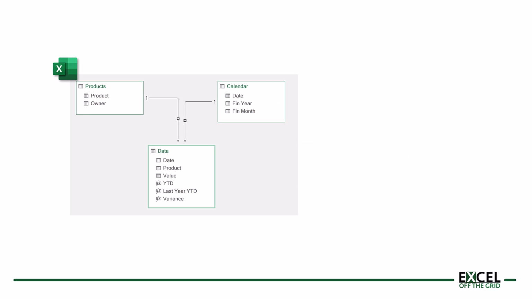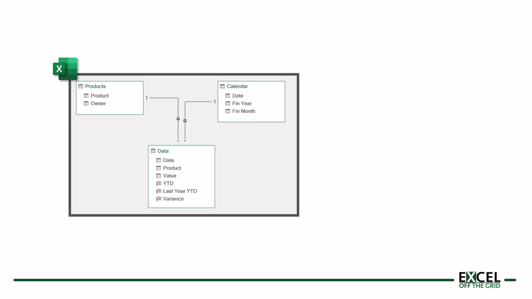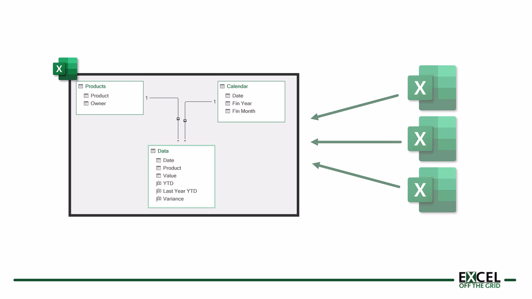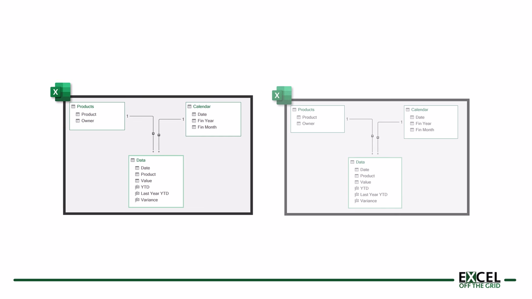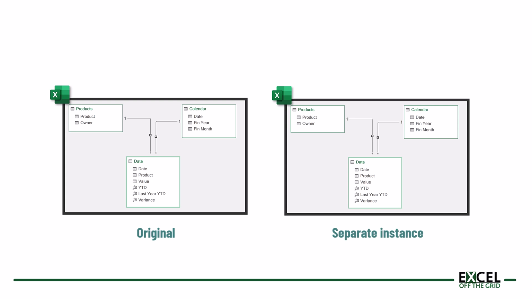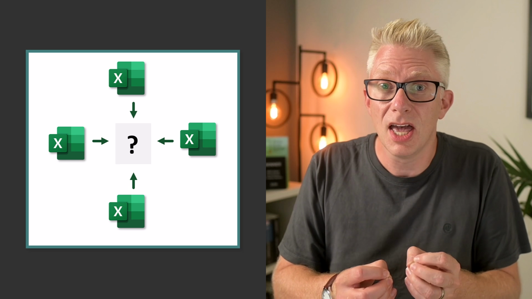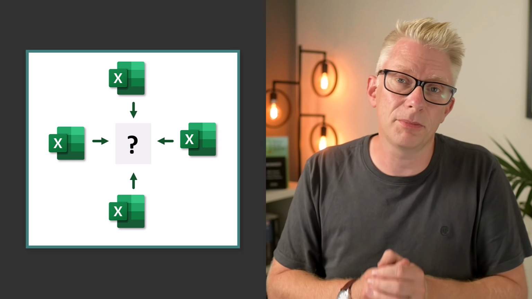The Power Pivot data model is workbook bound. It only works within that workbook, which means we can't connect to the data model from another workbook. And if we copy the output to a new Excel workbook, it creates a whole new siloed instance of that data model. So how can we create a central location that all of our reports can update from?